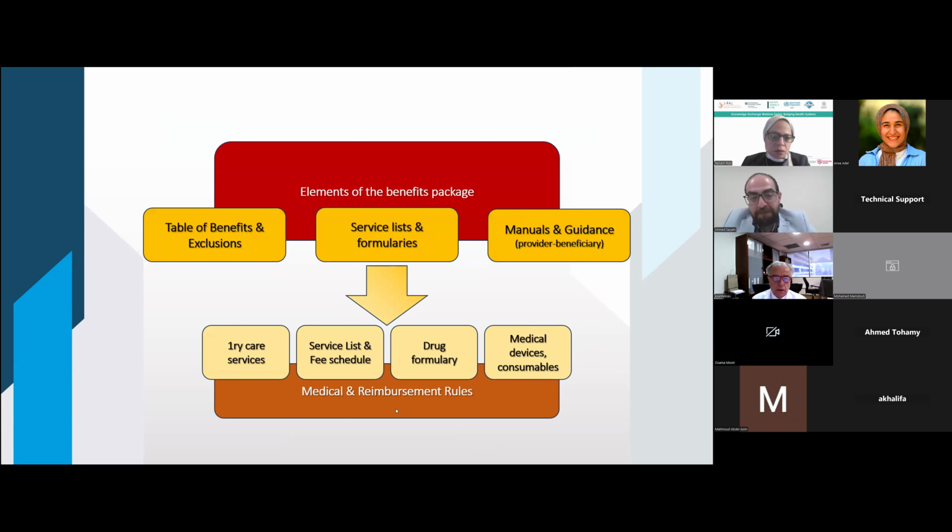And then you have the benefit package itself, which also has multiple components. First of all, you have a high level table of benefits and general exclusions. Then you have the detailed lists of the services and the interventions that are covered within the benefit package. And of course, the manuals and the guidance issued by the payer to govern the services that are included in the benefit package. And this includes the medical rules and the reimbursement rules, as our dear colleague Matthew Jowett explained in his presentation.